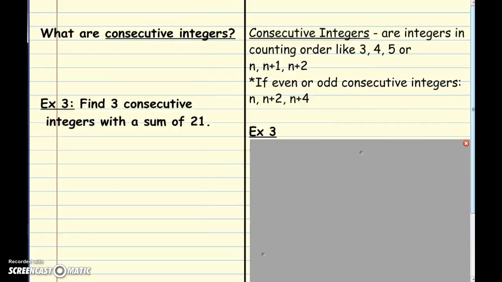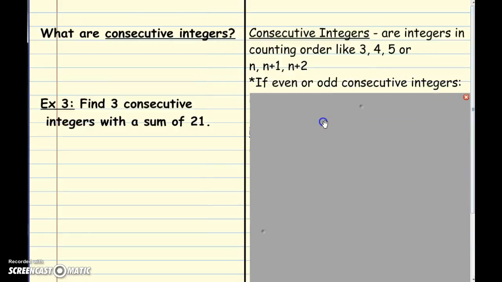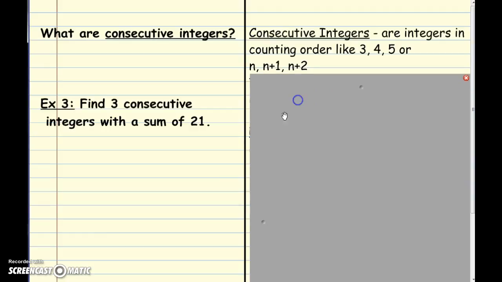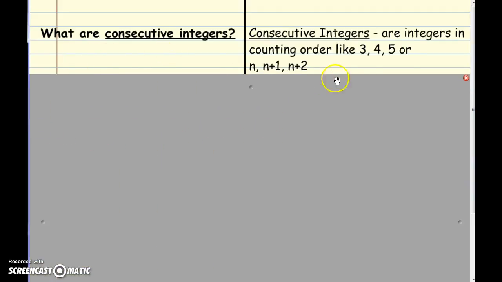Okay, let's move on to example number 3. So we've talked before about consecutive integers. So what do we mean by consecutive integers? They are integers in counting order, 3, 4, 5. They're numbers right next to each other. When we talk about them algebraically, you can consider them as n, n plus 1, and n plus 2. That's because to go from 3 to 4, here's the plus 1, and to go from 3 to 5, there's the plus 2. That's why we label them as n, whatever number we're talking about, the next one, and then the next one.